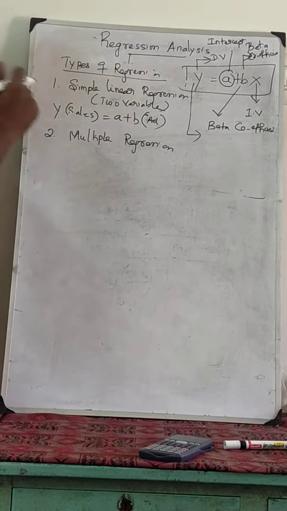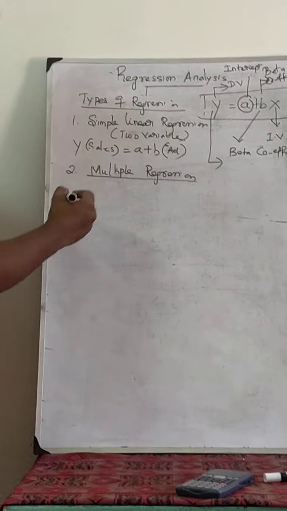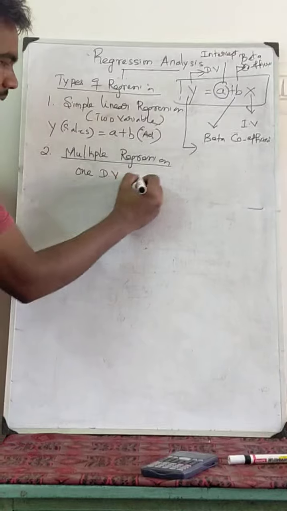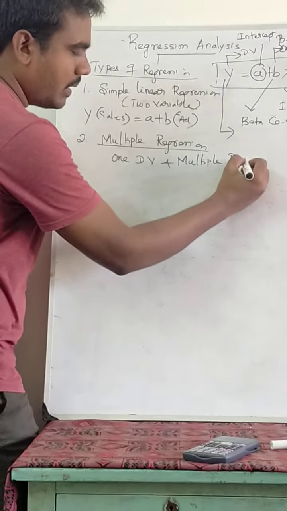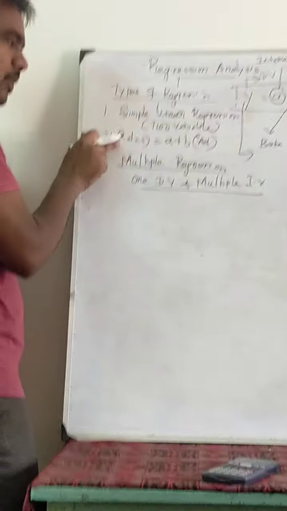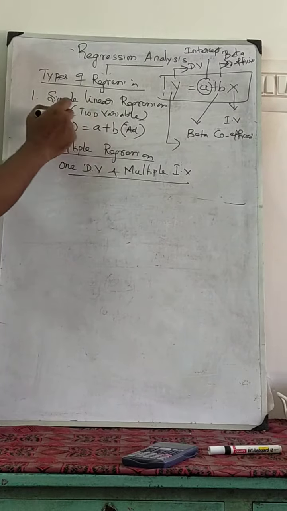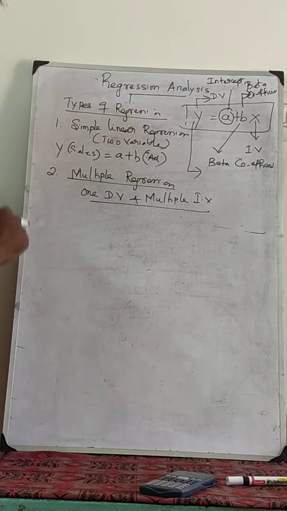The next one is multiple regression. Multiple regression means you should have one dependent variable and multiple independent variables. Earlier we have discussed only one dependent and one independent. If you have one dependent and one independent, then it comes under simple linear regression, and this is multiple regression.